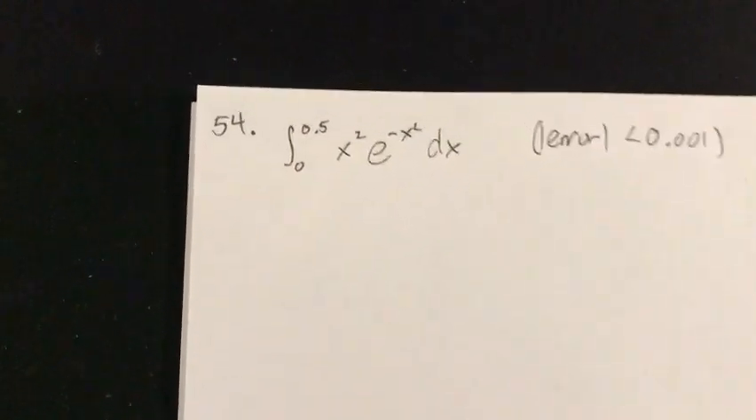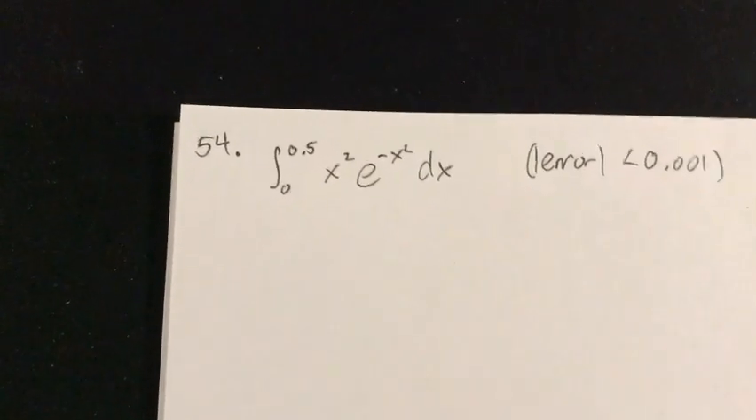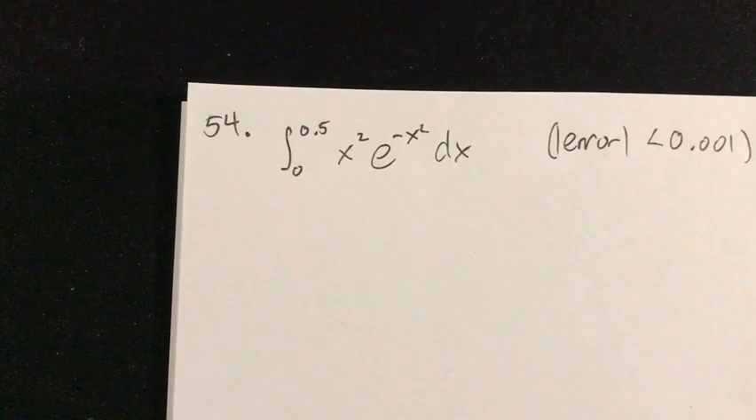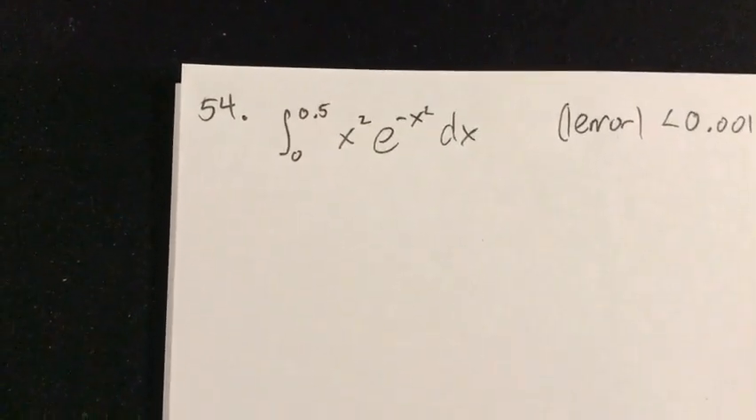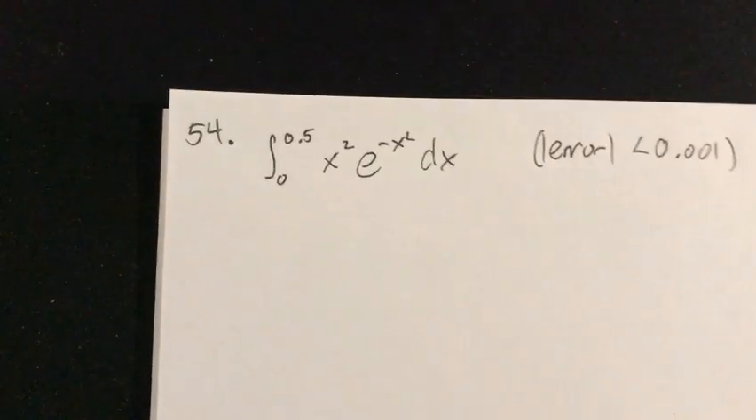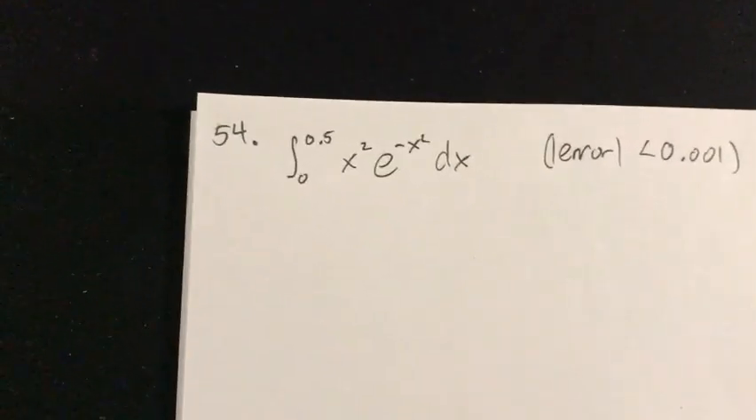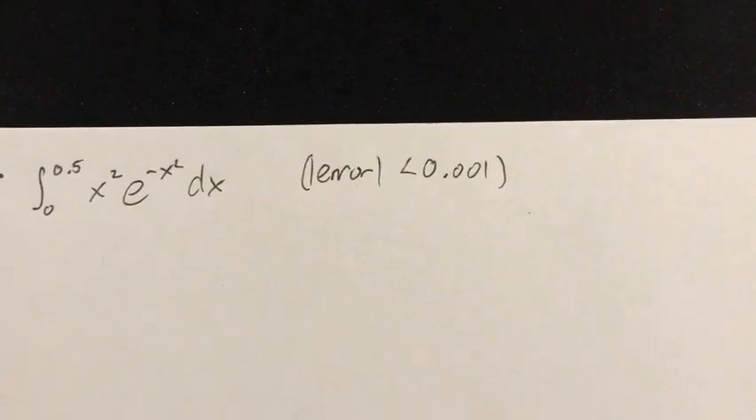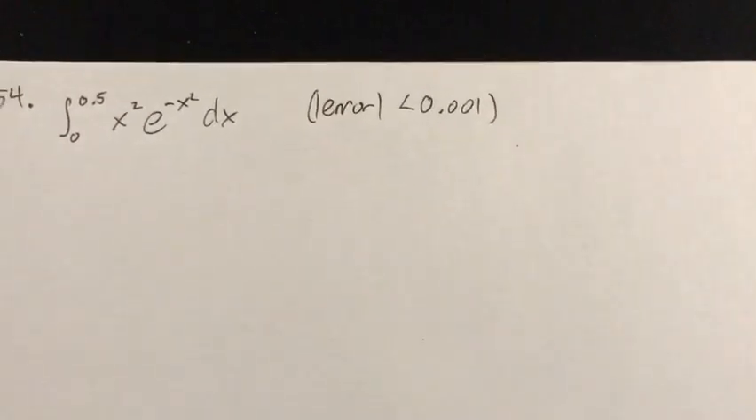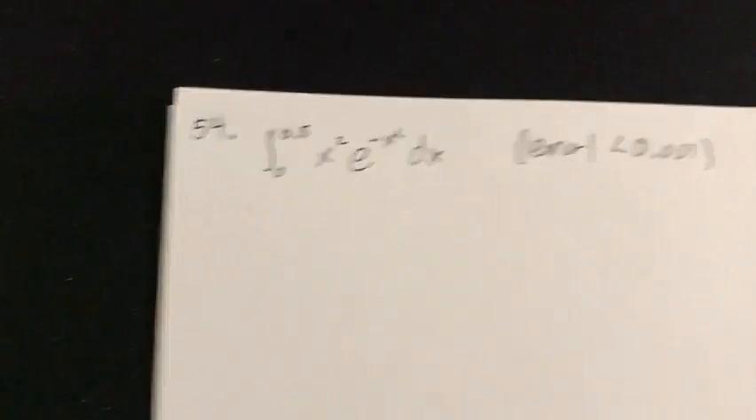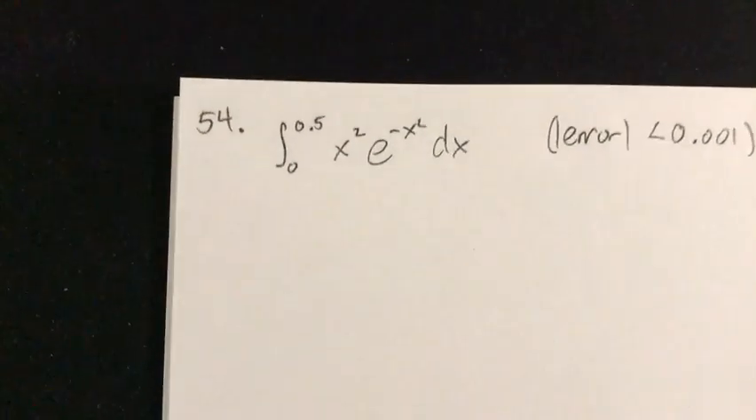So the idea on something like number 54 is they want the integral from 0 to 0.5 of x squared times e to the negative x squared dx. And this is one of those integrals that we don't have a way of just anti-differentiating. So to evaluate this integral, we're going to have to use power series. They want us to do this to an error of less than 0.001%, which I guess once we get into it, we'll talk about how we can figure out that we are within that amount.